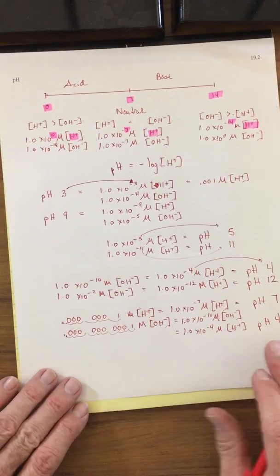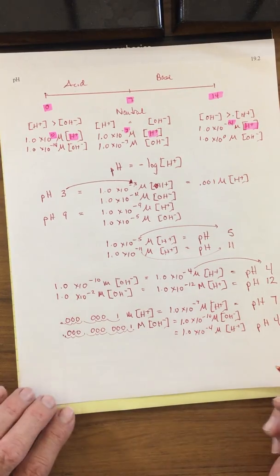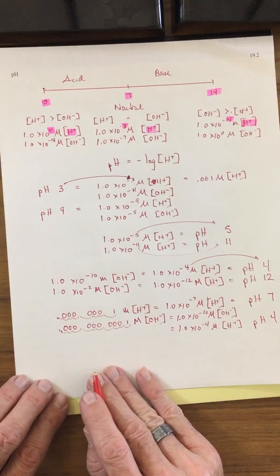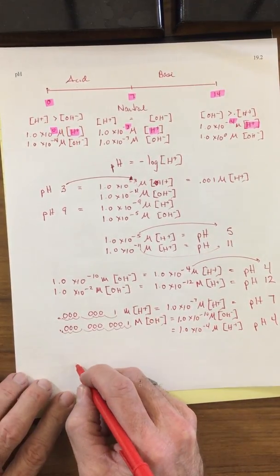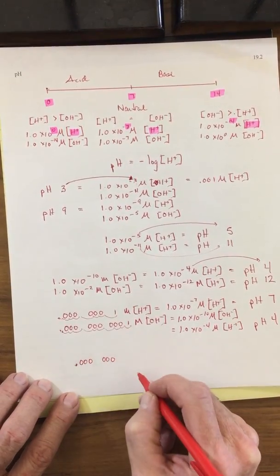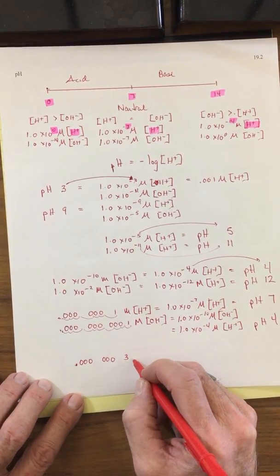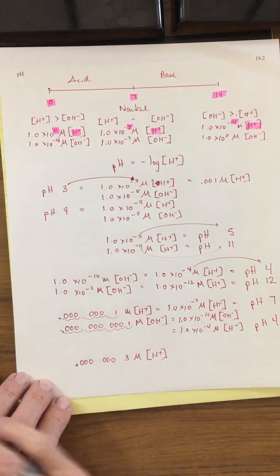So again, this works with whole numbers, and with numbers that are with the 1.0. However, what if you had a concentration of this? This is work you will not need to show, but I want to show you that you can actually calculate what the pH is on your calculator. What if you had 0.000003 molar H plus concentration?